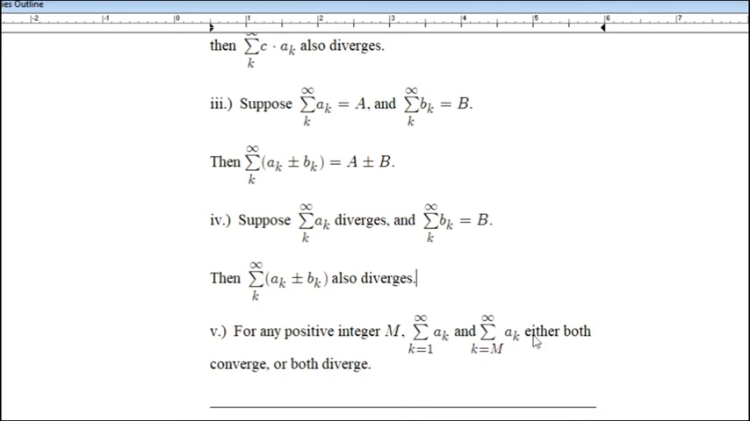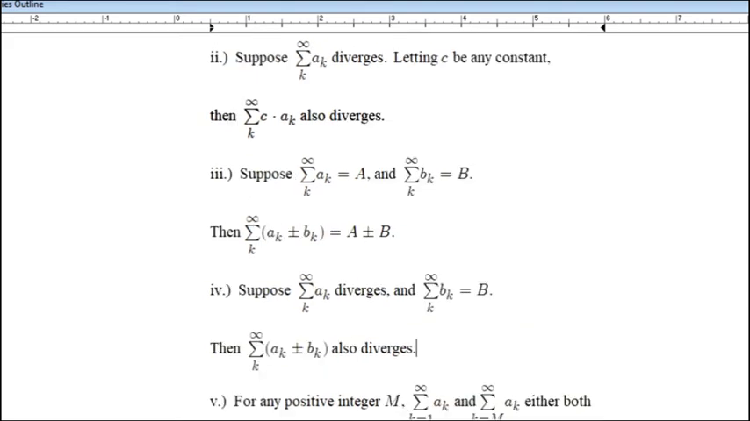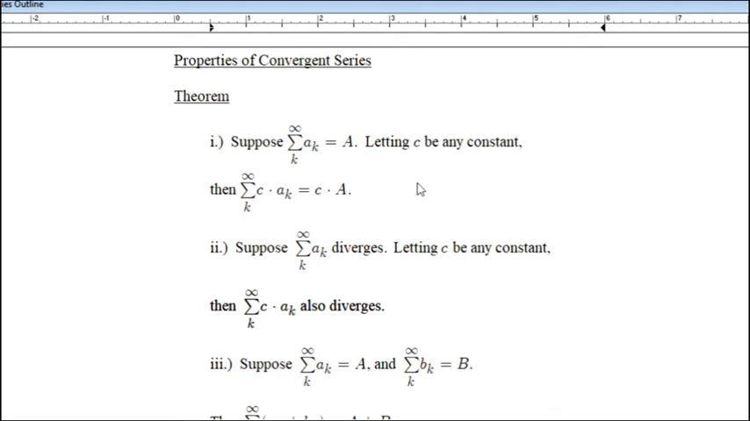What you will note is that this property is saying it doesn't matter what your lower bound is in your series. Changing that lower bound from one value, for instance the case for k equals 1, to some other value for the case of k equal to m being any other positive integer, both of these series are either going to both converge or both diverge in value. Changing this lower bound does not change the convergent or divergent behavior of the series. All right, so we do have these 5 properties related to the convergent and divergent behavior of series, but we just summarize these as properties of convergent series.